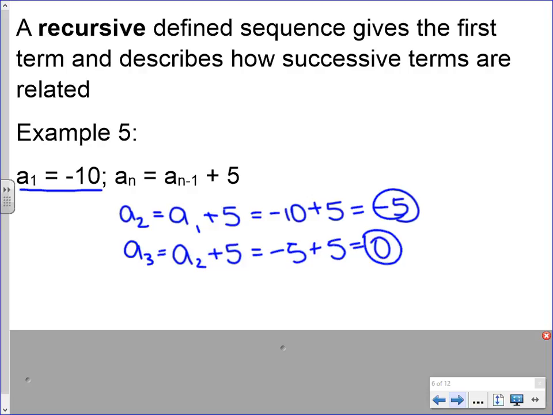Do you see how we can only find the next term if we have the one before it? I can't find the 20th term without the 19th term. That was not the case 2 slides previous. Okay, we wanted the fourth term. a sub n equals a sub n minus 1 plus 5. So our fourth term equals our third term plus 5. We just found our third term. It is 0, plus 5 is 5.